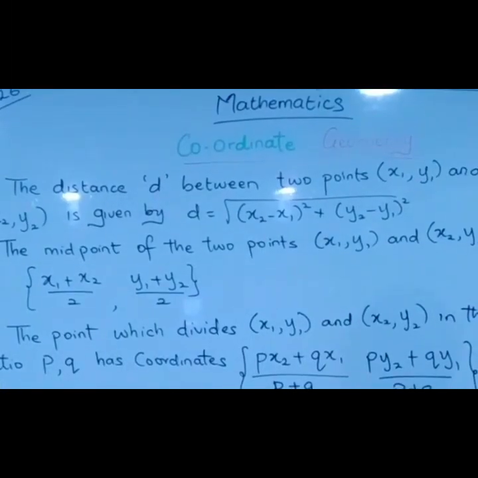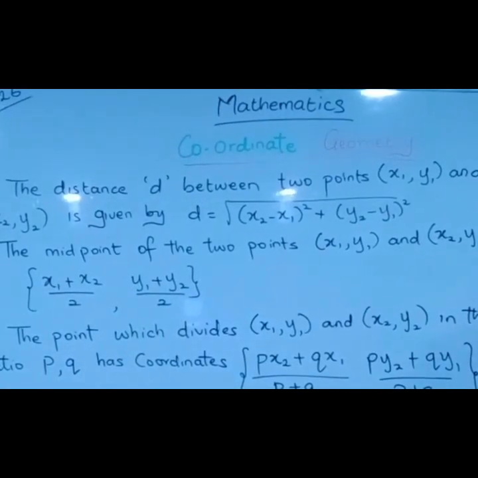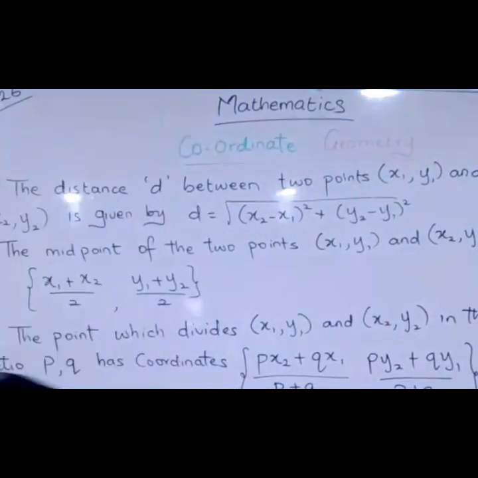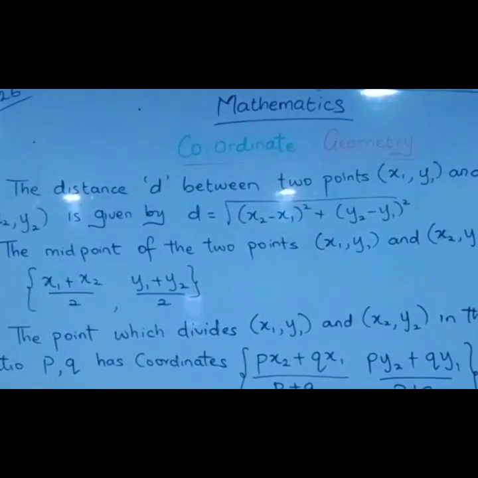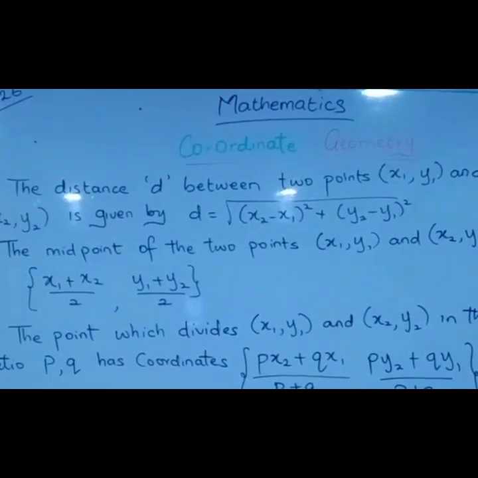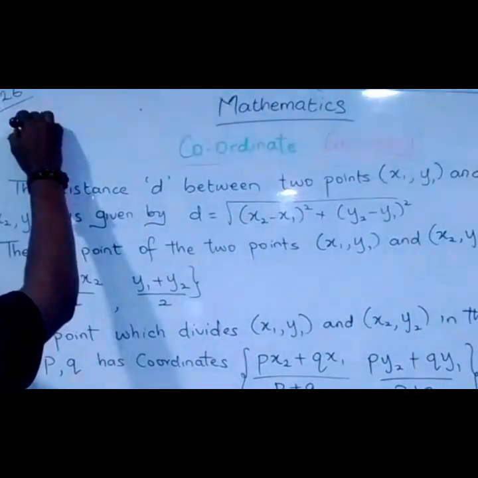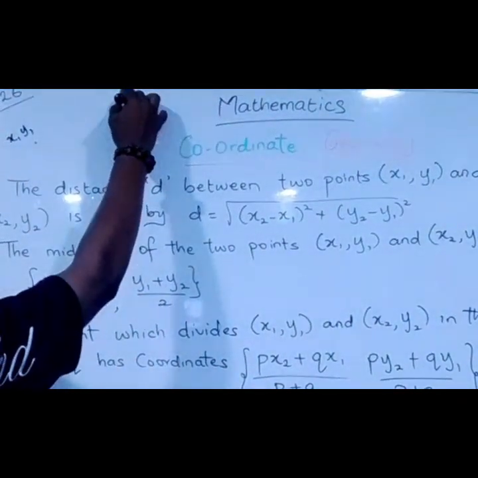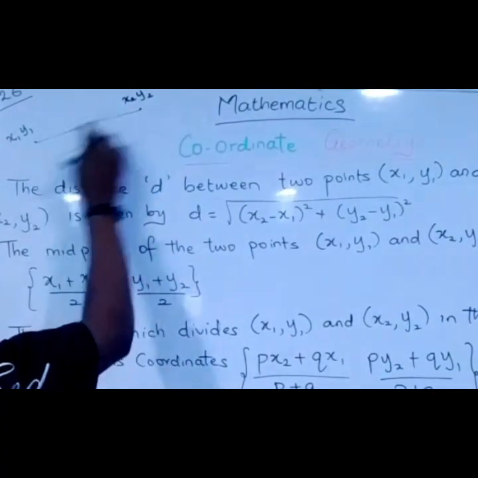Alright, so let's start with the first one. The first one says the distance between 2 points. That's easy, right? If you have 2 points here and here, in coordinate geometry it's all about distance, angle between points and their coordinates. If this point is given as x1, y1, and this point is given as x2, y2, how can you get the distance from here to here?